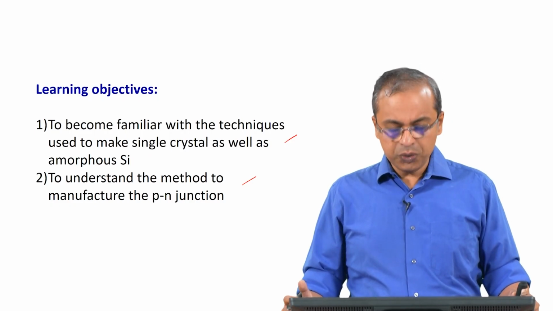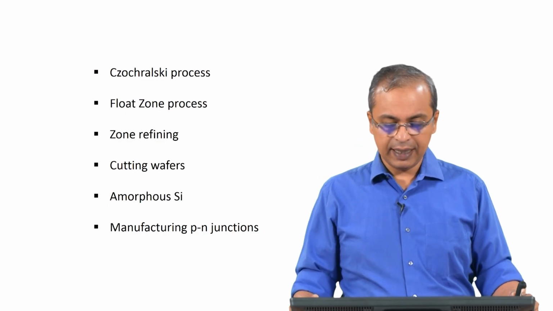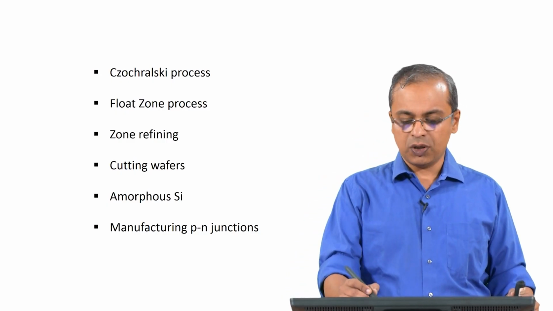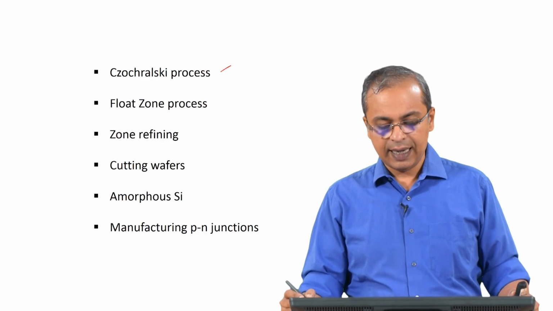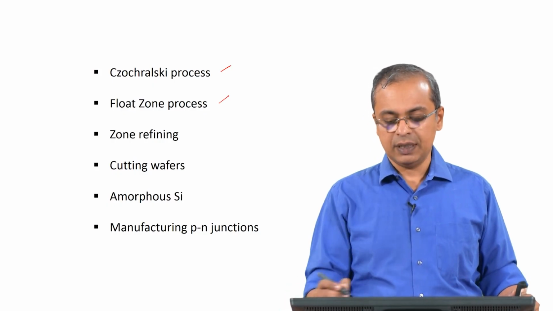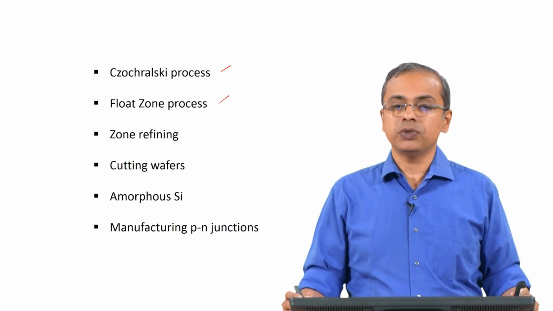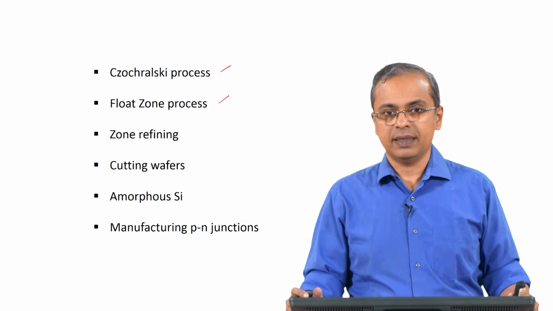Okay, so, to do this more specifically, we will look at two processes. One is called the Czochralski process and the other is called the float zone process. These are two processes that are used to create that single crystal.